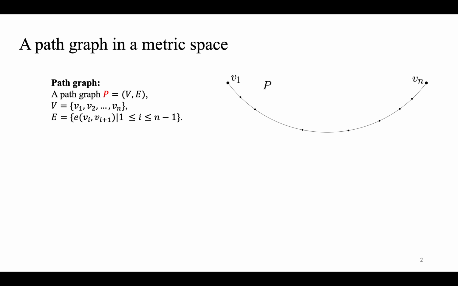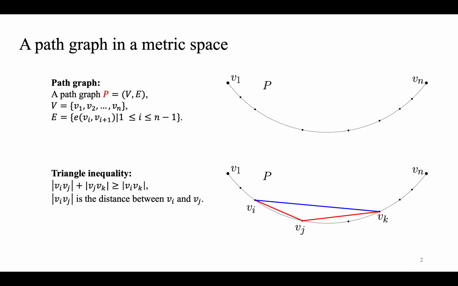A metric space satisfies an important property, triangle inequality, which is that the distance between Vi and Vj plus the distance between Vj and Vk is no less than the distance between Vi and Vk.